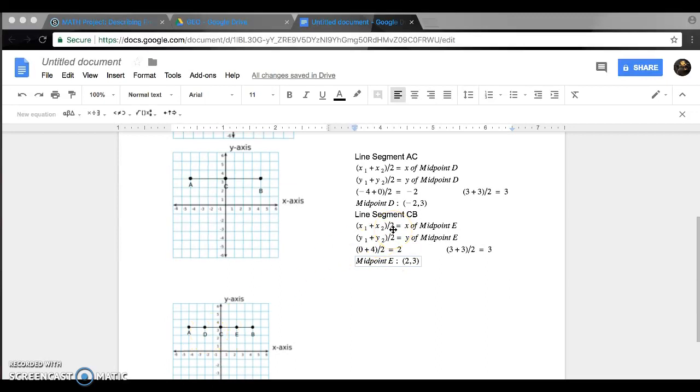And then we'll do the same thing for line segment CB. 0 plus 4, 4 divided by 2 equals 2. 3 plus 3 equals 6, divided by 2 is 3. So our midpoint for CB is 2, 3.